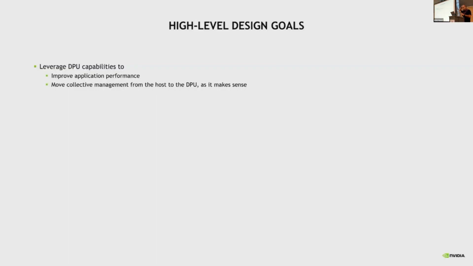So as I said, what I'm really going to focus on here is using the DPU for two reasons. One, to improve application performance. That's really the number one goal here. And that drives decisions that are made in terms of how one designs algorithms. That drives the sort of things that you think about in terms of capabilities that you may want to leverage. And a lot of the goal here is to move, to the degree that it makes sense, the management of the collective operations to the DPU. Okay, so management is the focus, not moving data to the DPU, although that is relevant for some algorithms.